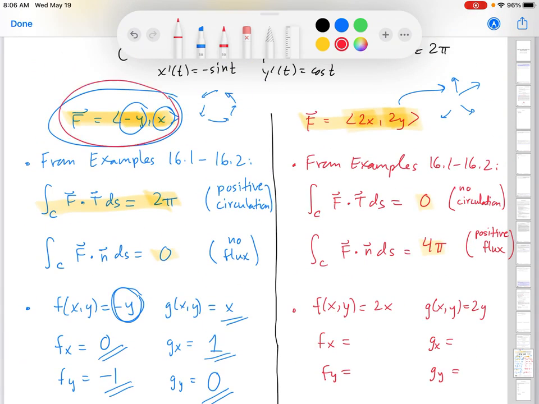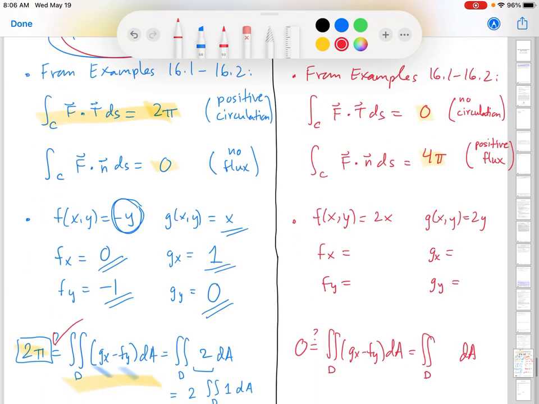All right, so now let's do that over again for the vector field over here. This is the explosion one. And let's remind ourselves that we had calculated 0 and 4 pi for the quantities that are going to be on the left-hand side, the circulation on the left and the flux on the left of Green's theorems.